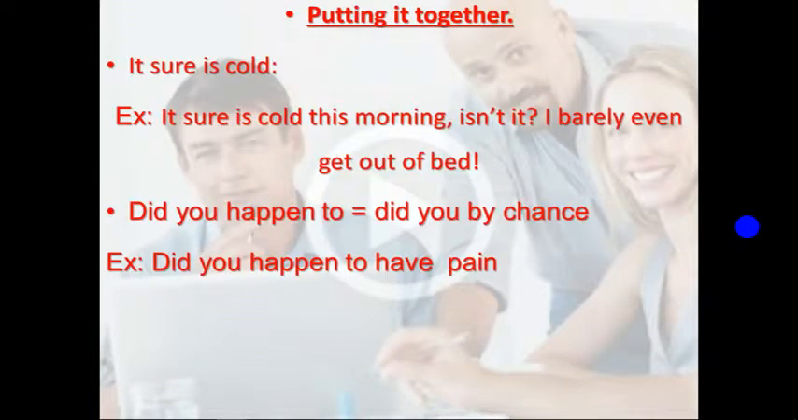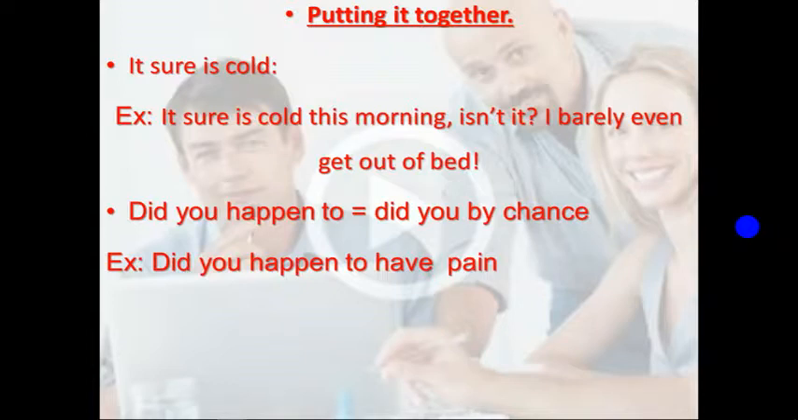Example 1. It sure is a nice day today. Yeah, it's nice, right? Example 2. The bus is sure late today. Yeah, it's late, all right. Example 3. This class is really hard. Yeah, it's hard, all right.